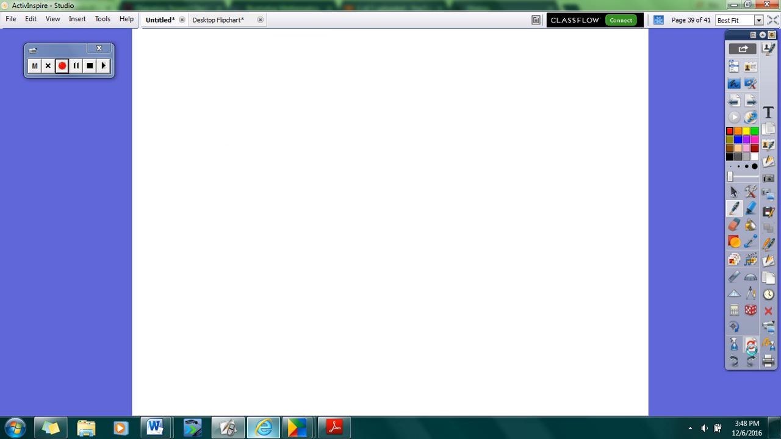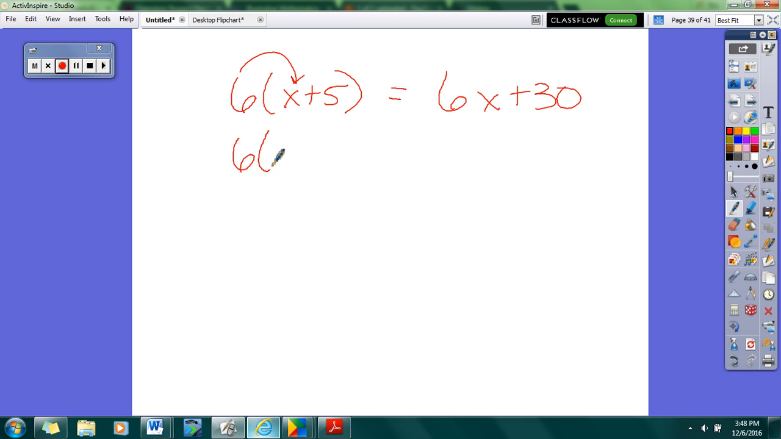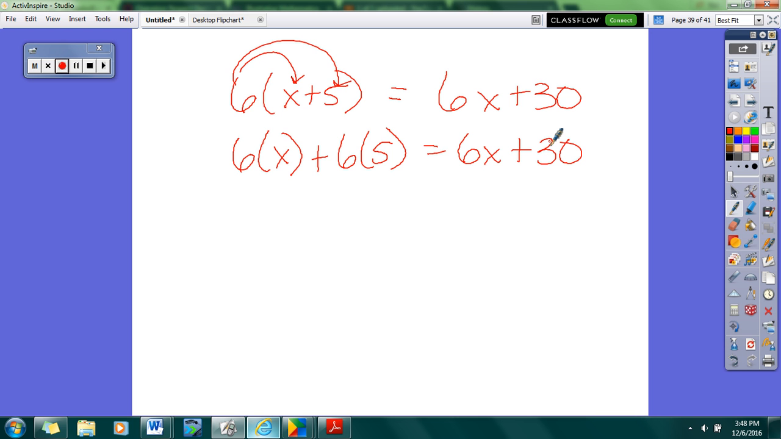Let me go over number 7 with you. I have 6 times x plus 5, and I want to know if this is going to be equal to 6x plus 30. Well, let's try to make this as simple as I can. 6 times x, it's going to be 6 times x, plus 6 times 5. I'm just bringing this down because I did not touch anything on the right side of my equation. 6x plus 6 times 5, which is 30, and they are equal, so this problem is equivalent.